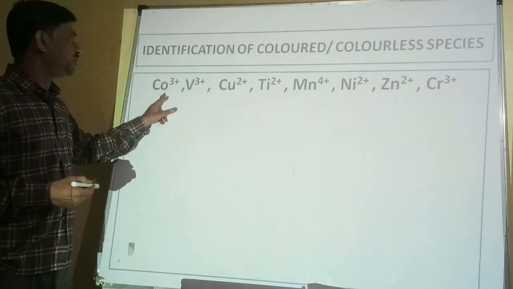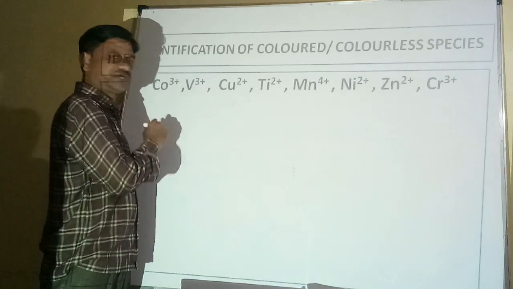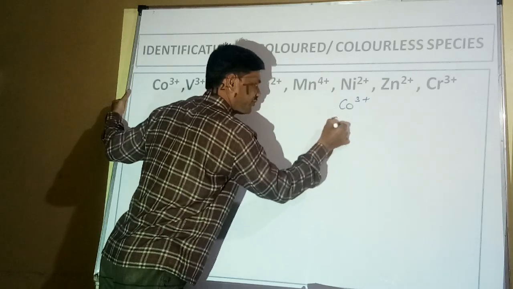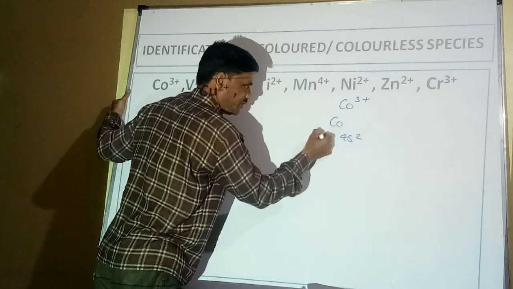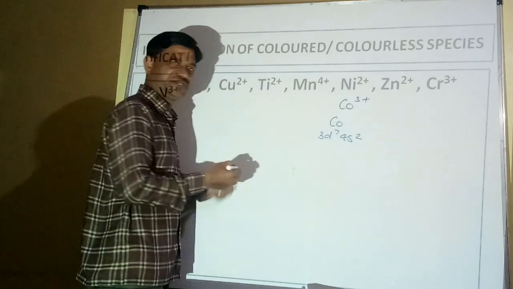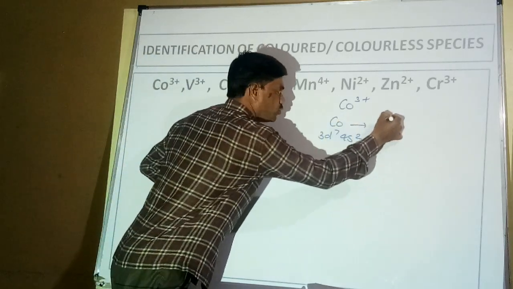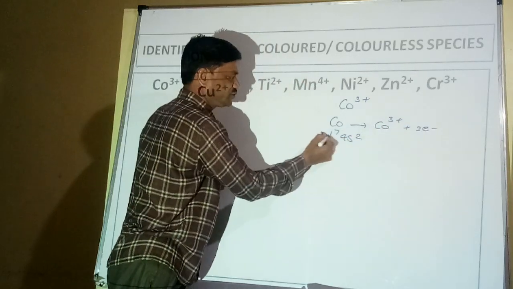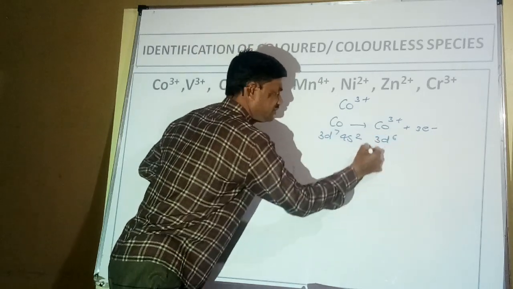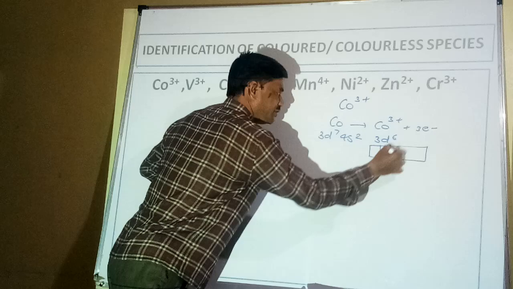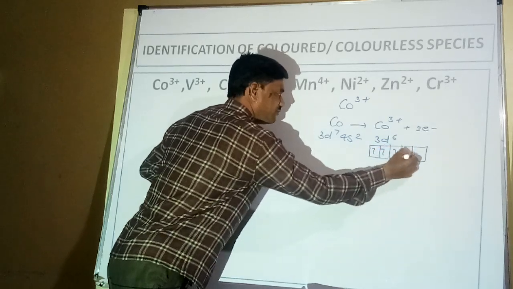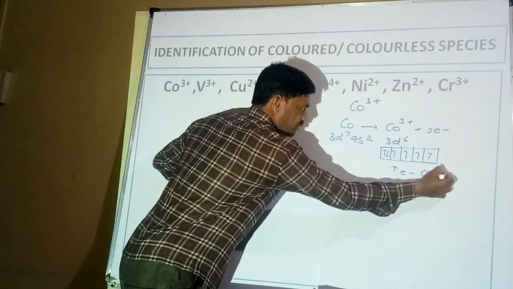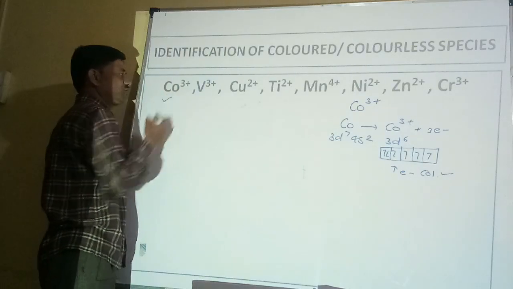What is the first one? Cobalt plus 3 ion. Tell me the configuration for cobalt: Argon 18, 4s2, 3d7. The atomic number of cobalt is 27. Now the charge is plus 3, so there should be loss of 3 electrons. 2 electrons from 4s and 1 electron from 3d will be lost. What remains? 3d6. In the d orbital, arranging 1, 2, 3, 4, 5 and 6 indicates the presence of unpaired electrons. So it is found to be colored. Remember, this is colored.